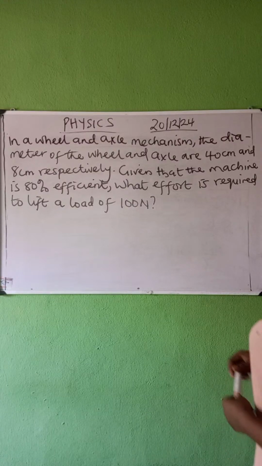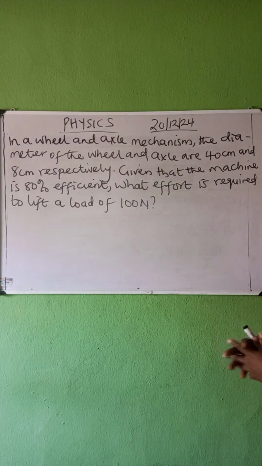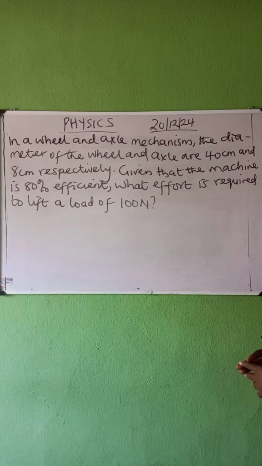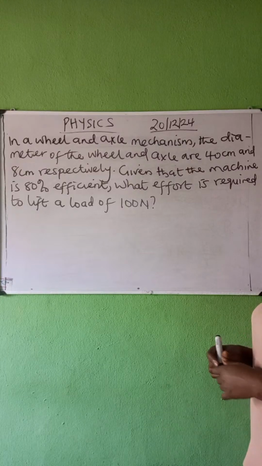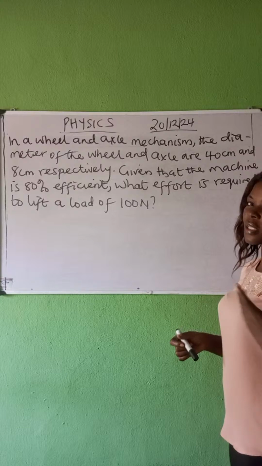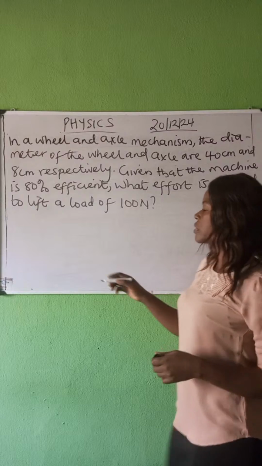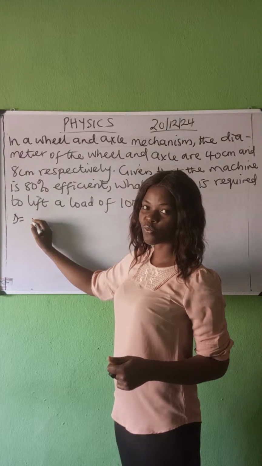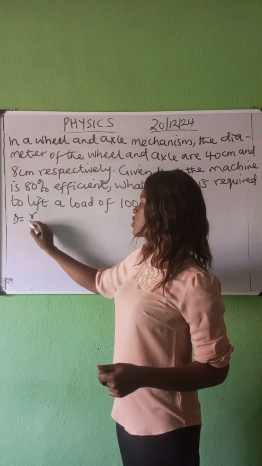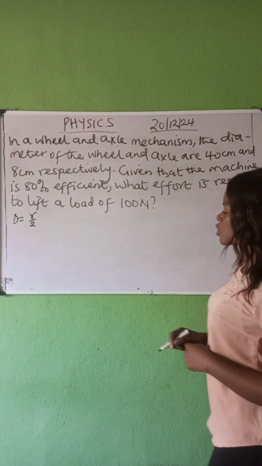In a wheel and axle mechanism, the diameter of the wheel and axle are 40 centimeter and 8 centimeter respectively. Given that the machine is 80% efficient, what effort is required to lift a load of 100 Newton? Now, in this question, the first thing to do is to set our parameters. They give us the diameter of the wheel and the axle. So we know that the radius is the diameter over 2.